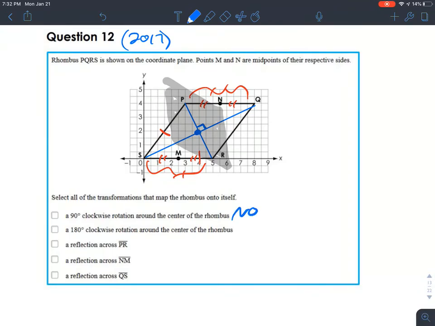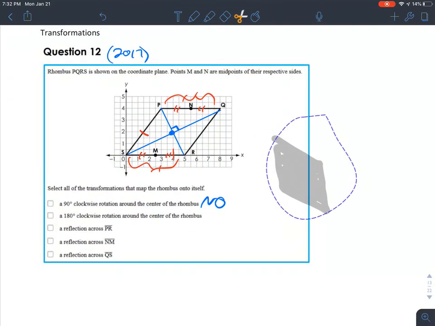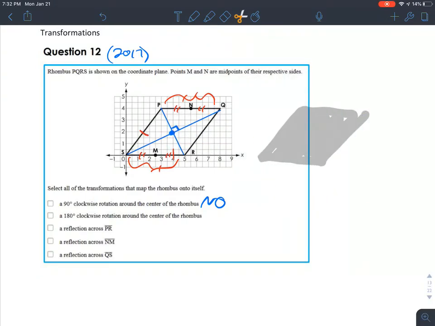180 clockwise rotation. So if I bring this back here, if we start it like this, I rotate it 90 and then 90 again, that's going to map it onto itself. So that's a yes.